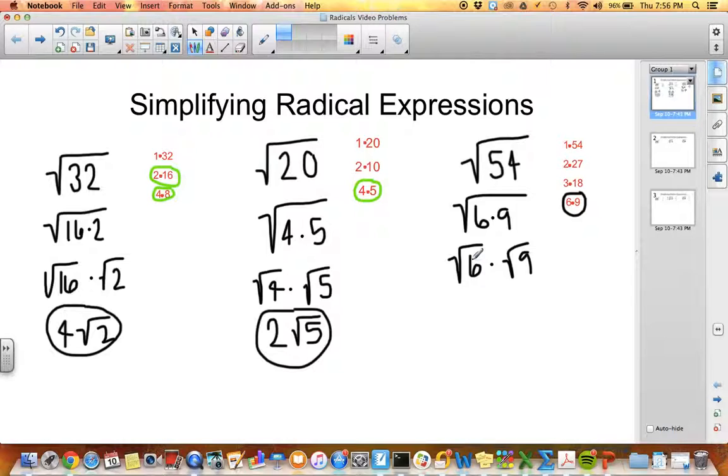I can't simplify the square root of 6, so I'm just going to rewrite it out. It has to stay under the radical. And then the square root of 9 is 3. So remember, once you take the square root of something, the radical goes away. So it's just 3. But I always want to write my coefficient in front, so I'm going to rewrite this as 3 square root 6. And that's my final answer.